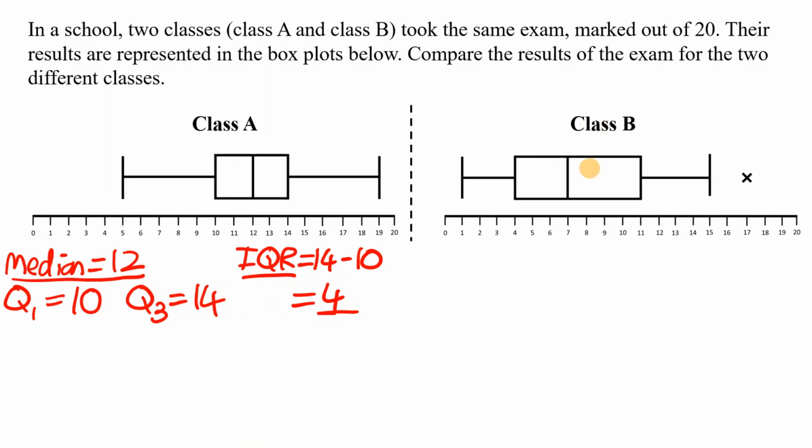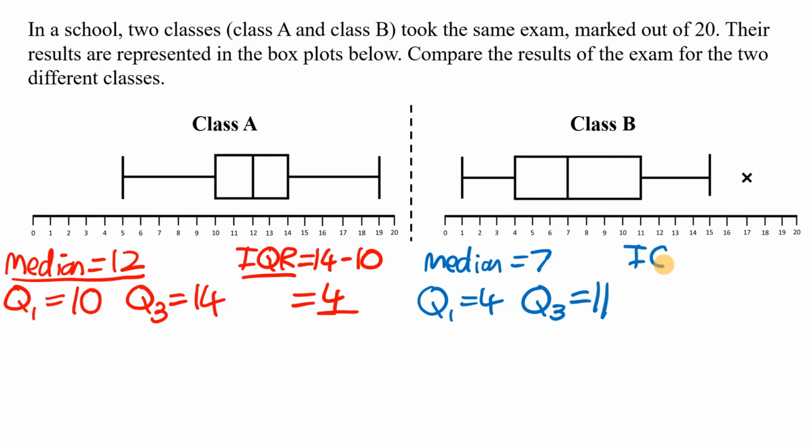If we now look at Class B, the median is equal to 7, and then Q1, the lower quartile, is equal to 4, and Q3, the upper quartile, is equal to 11. So therefore the interquartile range is equal to 11 minus 4, which is equal to 7, okay?